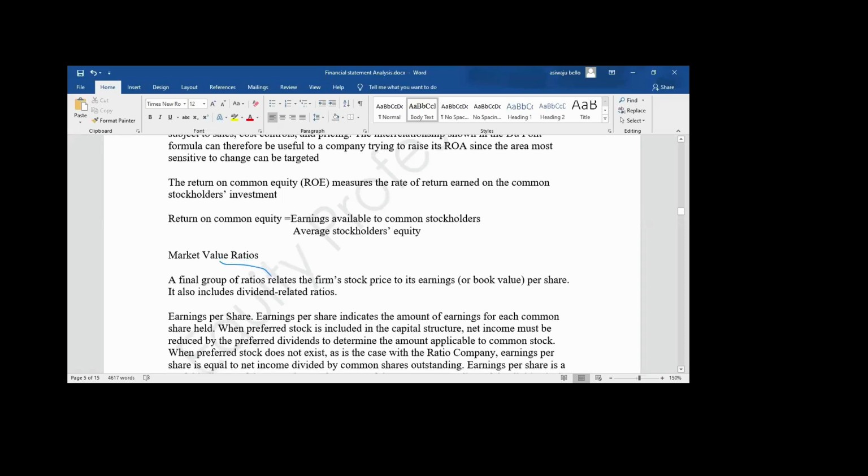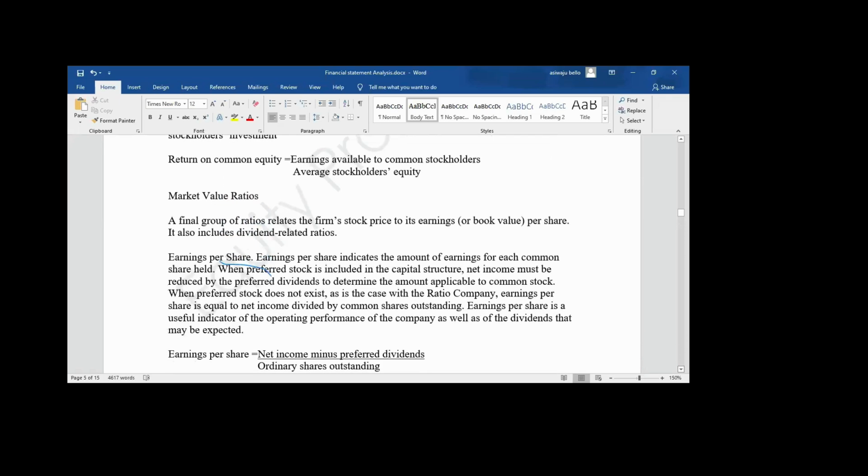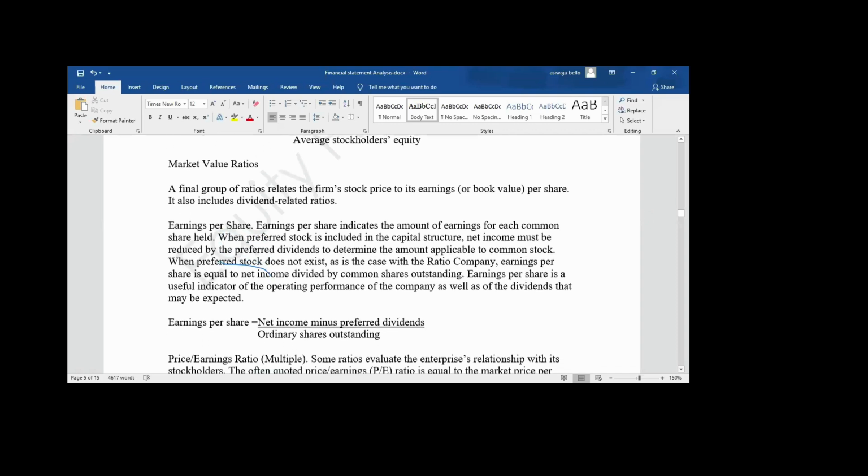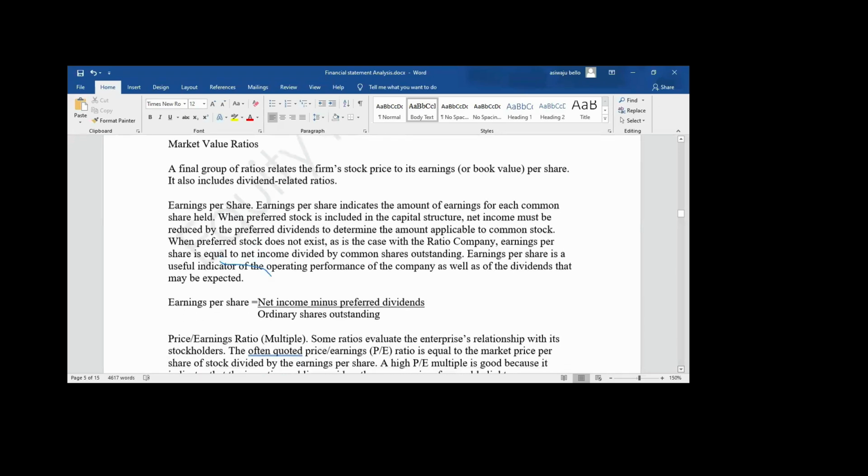What are shareholders ratios? 1, earnings per share. Your EPS. Earnings per share is the amount of earnings attributable to each ordinary share in issue. It is computed as profit after tax minus preference dividend divided by the number of ordinary shares outstanding.